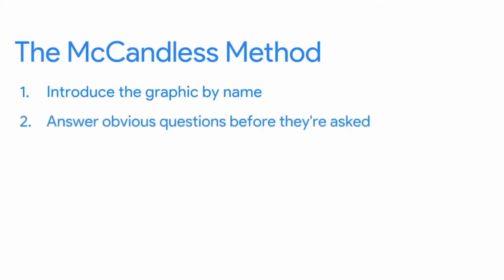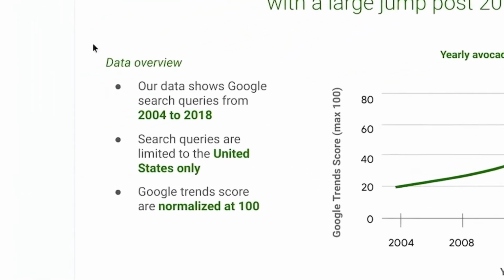Next, you'll want to answer the obvious questions your audience might have before they're asked. Start with the high-level information and work your way into the lowest level of detail that's useful to your audience. This way, your audience won't get distracted trying to understand something that could have easily been answered when the graphic was introduced. We added in the information about when, where, and how this data was gathered to frame this data viz. But it also answers the first question many stakeholders will ask. Where's this data from, and what does it cover?